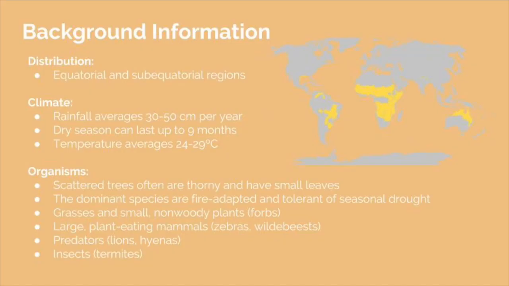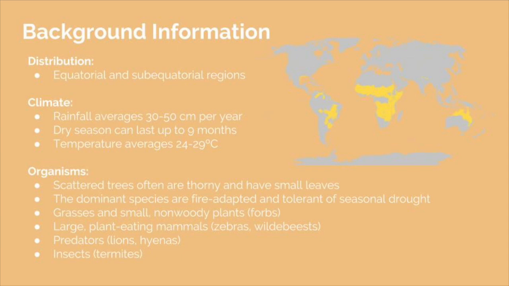The savanna is located in the equatorial and subequatorial regions of Africa, South Africa, and Australia. The climate in these regions varies seasonally. Rainfall in the savanna averages from 30 to 50 centimeters per year. The dry season can last up to 9 weeks. The temperature in the savanna averages around 24 to 29 degrees Celsius, but varies more than in tropical forests.